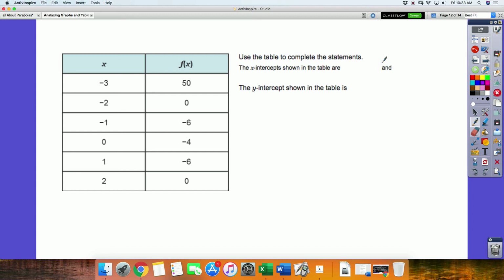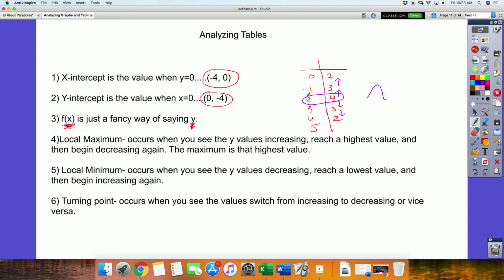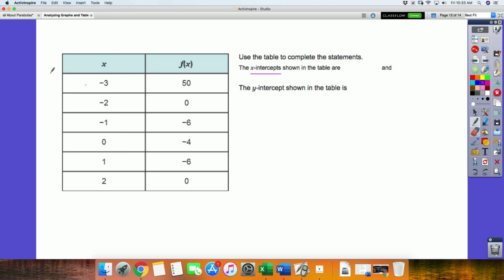So here's a table. And first thing they want to know is the x-intercepts. So we go back to our notes, and x-intercept is when we have the value, and then the y is 0. So I'm just going to go through, and I'm going to look for when I see y equals 0. And I can see that y equals 0 happens in two places. It happens at -2, 0, and 2, 0.